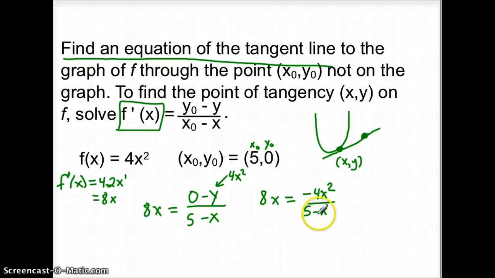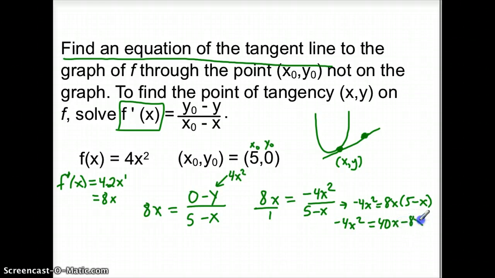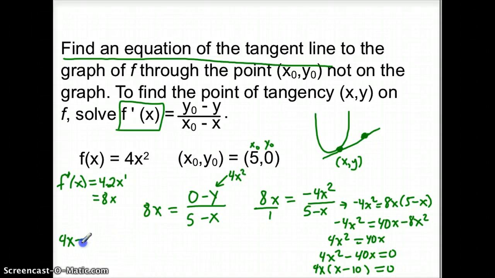Okay, and I want to solve that, so I'm going to do cross multiplying. So I'll have negative 4x squared equals 8x times the quantity 5 minus x. Remember, 4x squared equals 40x minus 8x squared. Add 8x squared to both sides and you have 4x squared equals 40x. So I have 4x squared minus 40x equals 0. You can factor out a 4x. So you have, and if you have two things that multiply together to equal 0, one or the other has to be 0. So either 4x equals 0 or x minus 10 equals 0.